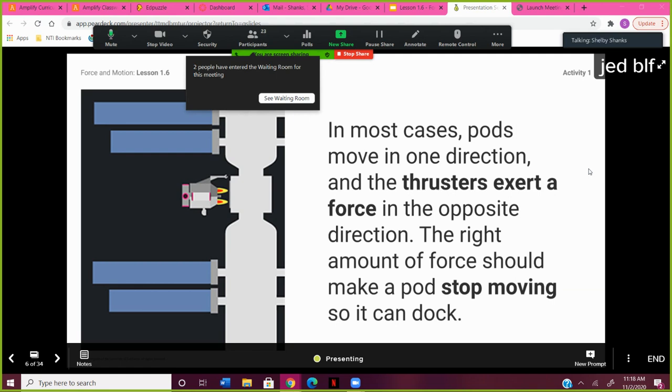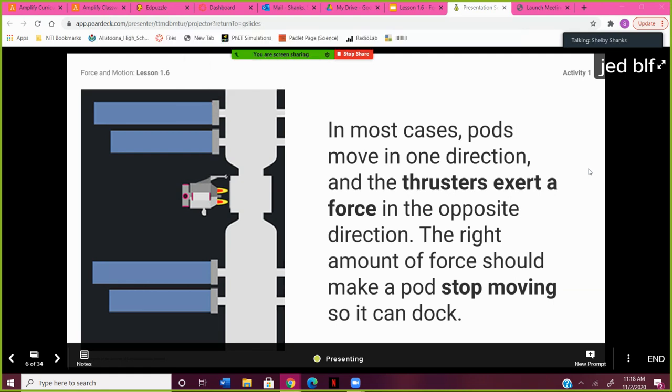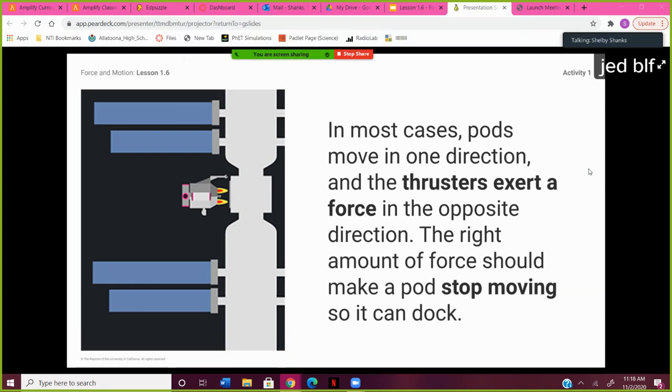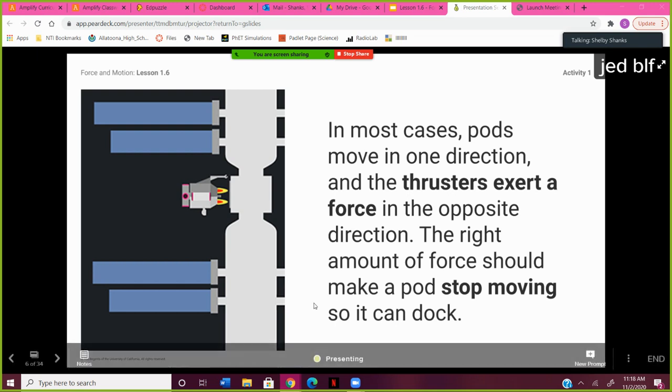All right, so in most cases, those pods will move in one direction, and the thrusters will exert a force in the opposite direction. Okay, so we know if a force comes in the opposite direction, it could either slow something down, it could stop it, or it could make it go in the opposite direction. All right, so the right amount of force should make this pod stop moving so that it can dock. That's what we wanted to happen.